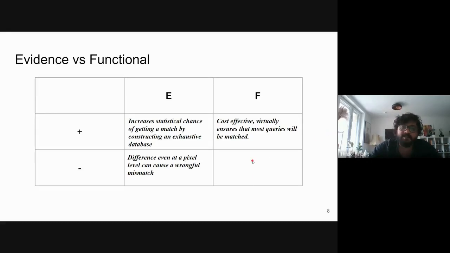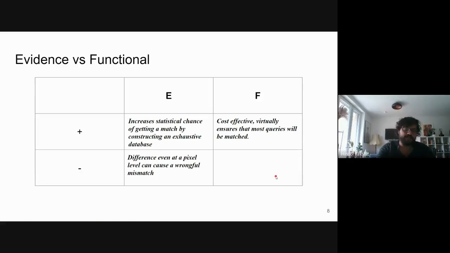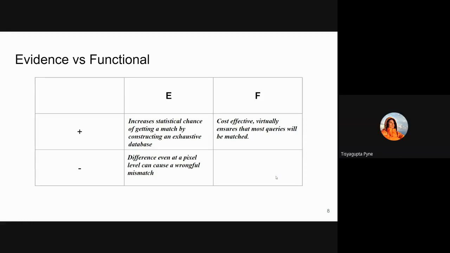But can anyone tell me what would be the con, what would be the disadvantage of this functional approach? It's an open question. Can anyone tell me this? The disadvantage would be if the orange is, let's say, not that round or of some other shape, or it is crooked or something, then it might not recognize.